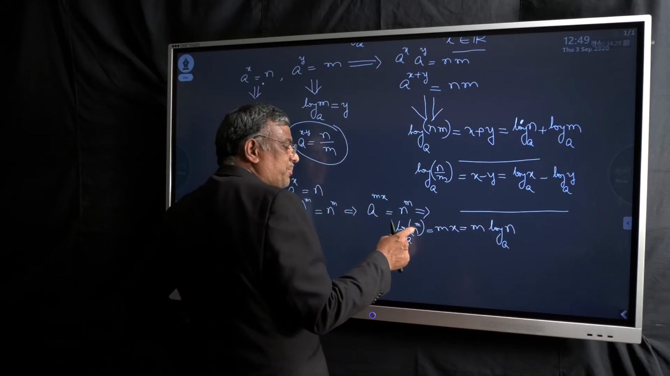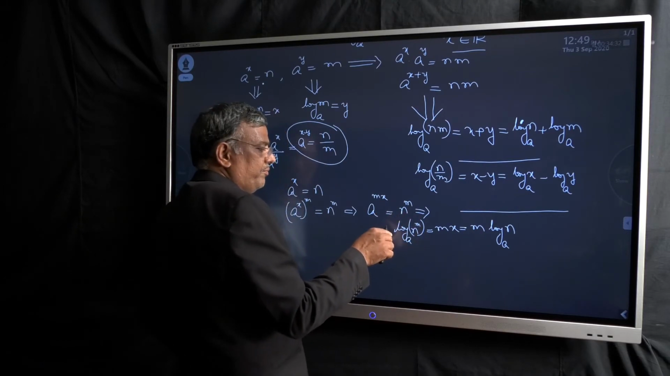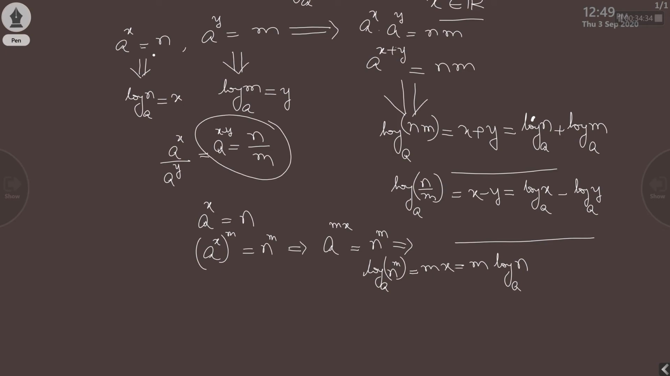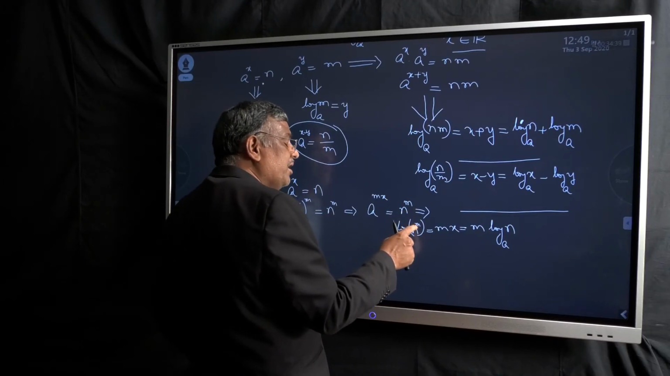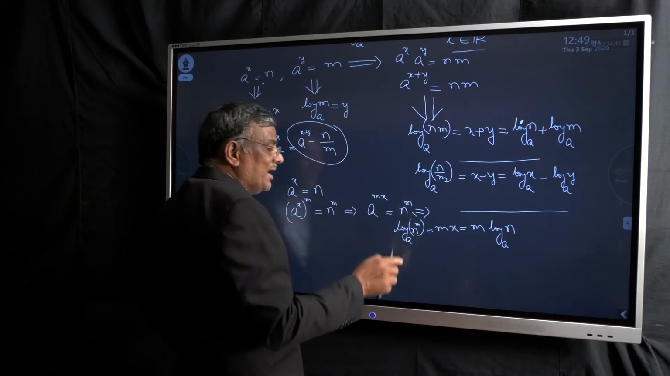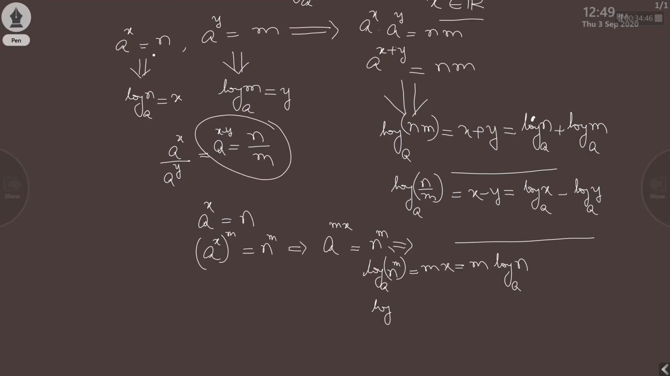That implies that when the power is there in the power of n, this power will come out, that is m into log n to the base a, right? If the power is there in the power of n, then that power will come out as it is. With the same idea, I can prove that for logarithm of n to the base a with a root, the m also comes out, but it comes out as 1 by m, log n to the base a.